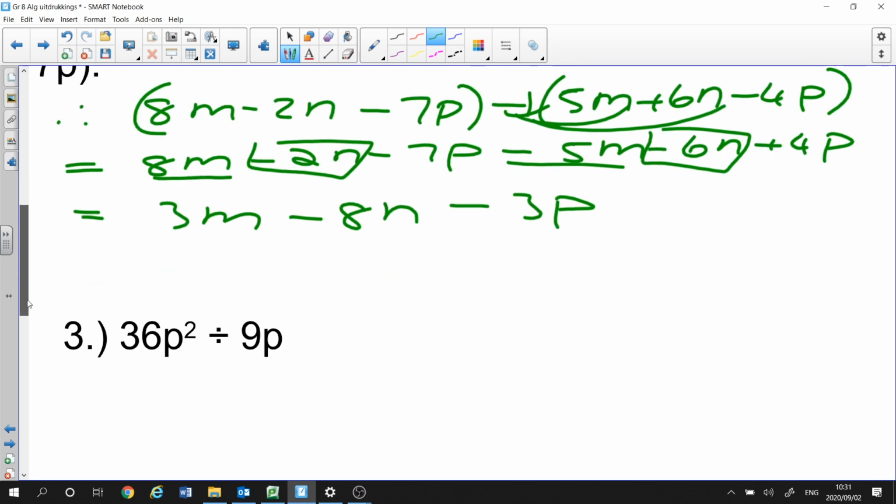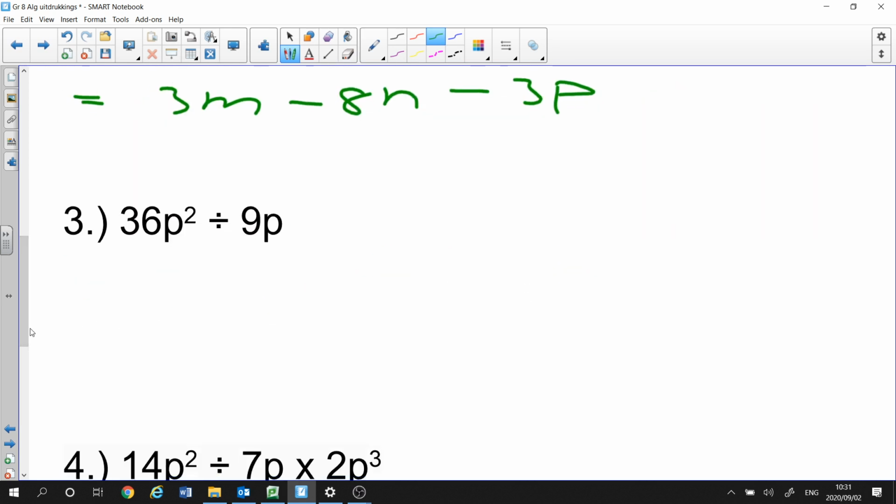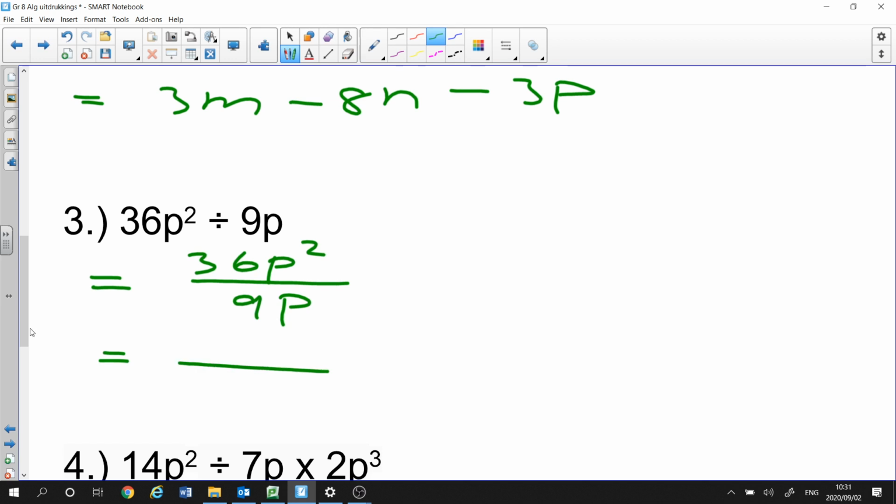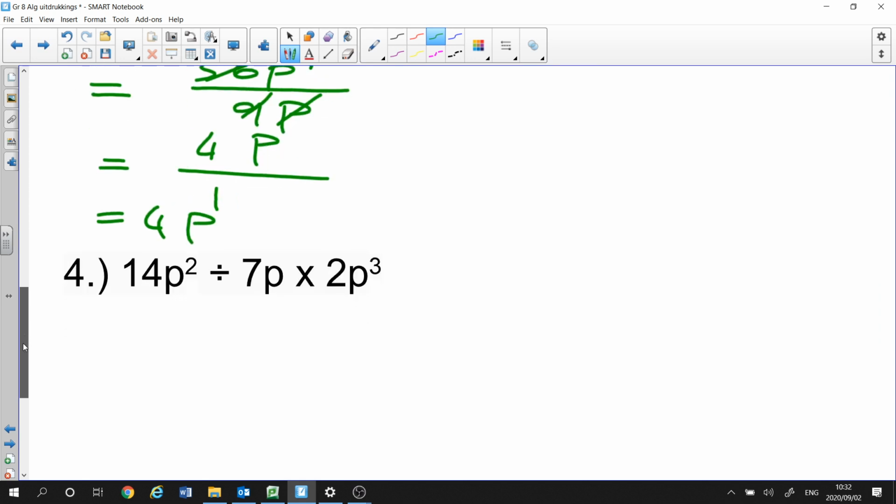Alright, then the last two is also one term, 36p squared divided by 9p. That is equal to 36p squared divided by 9p. And now to simplify this, 9 goes into itself once, into 36 4 times. Here I have p squared on top, I have 1p below, so that is only 1p left, so my final answer is 4p.